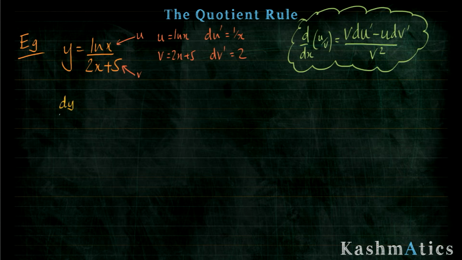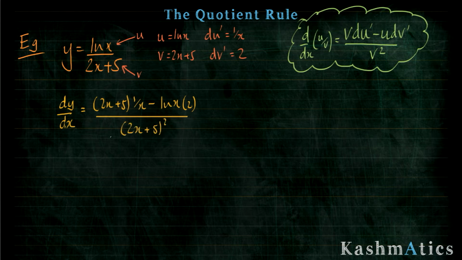So dy by dx equals v du, so 2x plus 5 multiplied by du, which is 1 over x, minus u dv, ln x multiplied by 2, all over v squared, which is 2x plus 5 all squared.